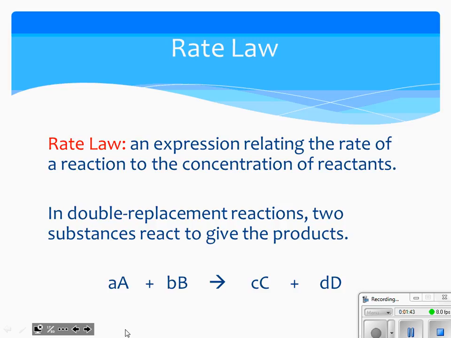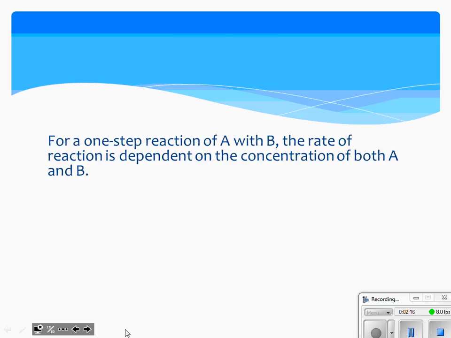Now, what does that mean? What do those little a's mean? Those little letters are the coefficients in front of the compound. So the little letter would be a number in front of the compound. The capital letters would be the actual compounds themselves. I'll explain it a little more. You'll see it a little bit better here coming up.